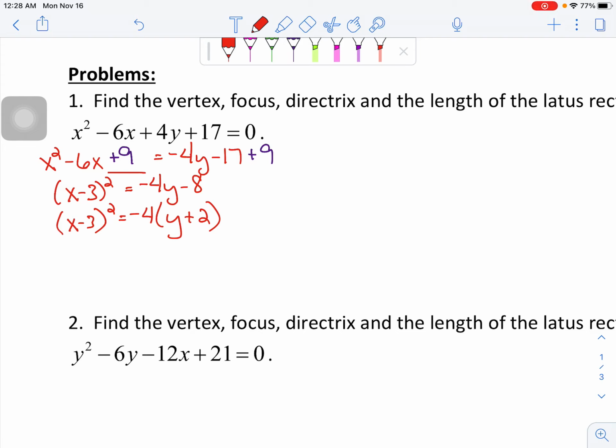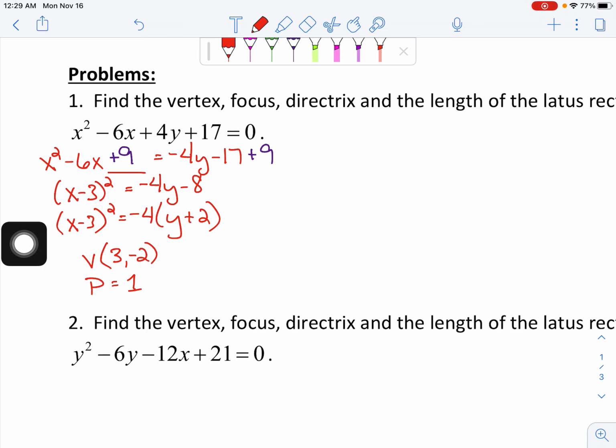All right, so now that it's in standard form, there are certain pieces of information I can just automatically know. I know my vertex is going to be positive 3, negative 2, and I know my focal distance is going to be 1. So remember, vertex is whatever is attached to x and y. Remember to flip its sign. And then for the focal distance, take the absolute value of this number in front and divide it by 4. So absolute value of negative 4 is 4. Divide by 4 is just 1.